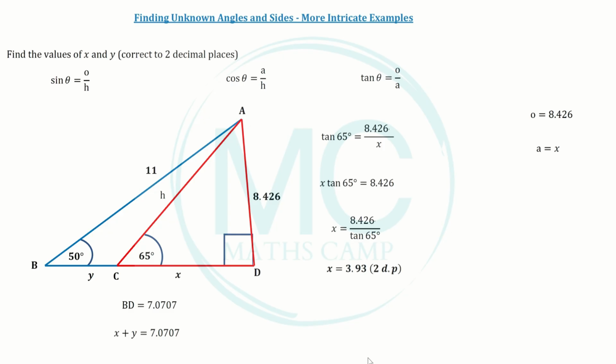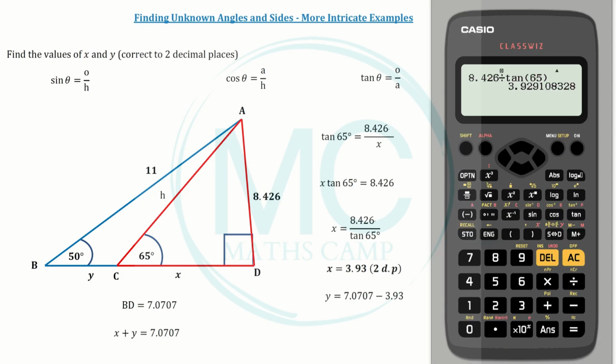Now we have a value for x. We can find our value for y. We know that x plus y is equal to 7,0707. So if x is 3,93, to find y, we can say y is equal to 7,0707 minus 3,93. Let's take our calculator, clear it up.